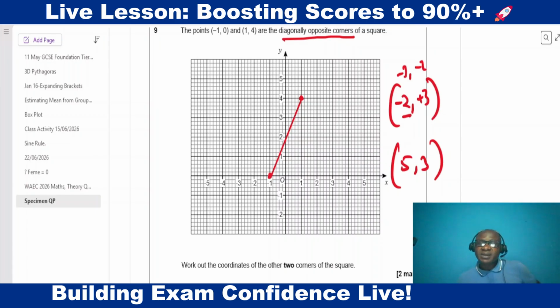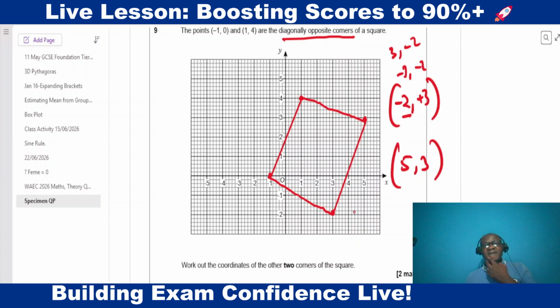If you have positive 3 comma minus 2, positive 3 for x is here, and the minus 2 is here. Okay, that is this point, right? Then what is the second one? 5, 3. 5 is here, 3 is here. Okay, can that make a square for us? If you draw this one here, and then draw this one here, can't you see that this side is bigger?